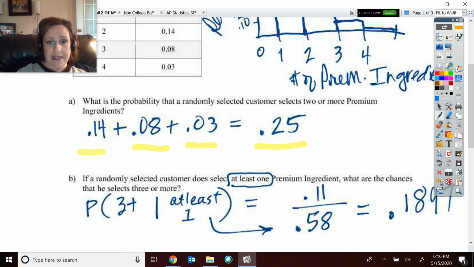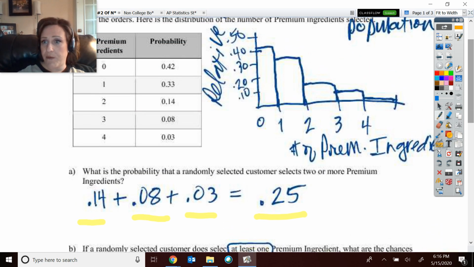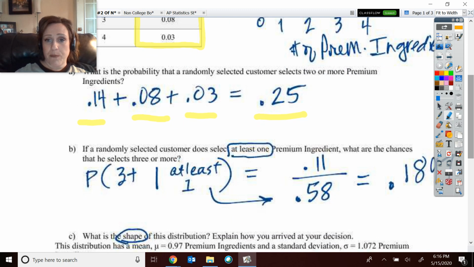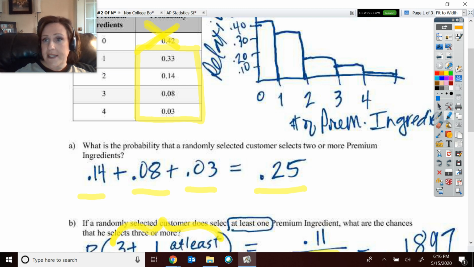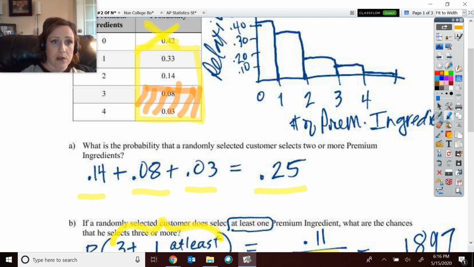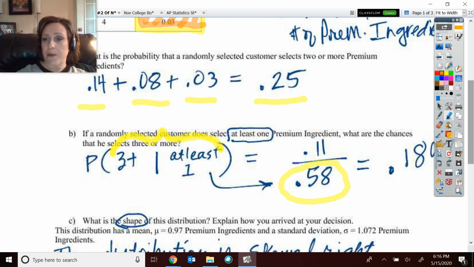The probability of at least one is going to come from these probabilities here, and that totals up to 58%. Everything except for none. At least one is 1 minus the probability of none. See how that's where that's coming from. So we have that 58% as the denominator. Then what we want on top is the intersection, meaning both at least one and three or more. Well, that's the same thing as this section right here. So we want that 11% on top. And so there we go. That's how we come up with 0.897.